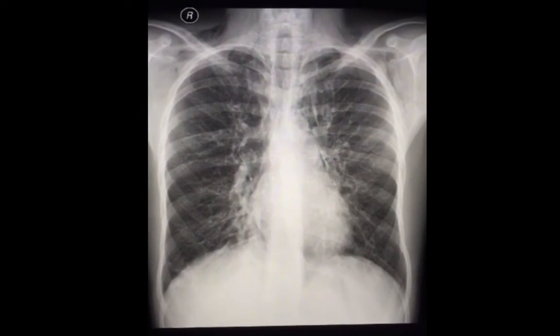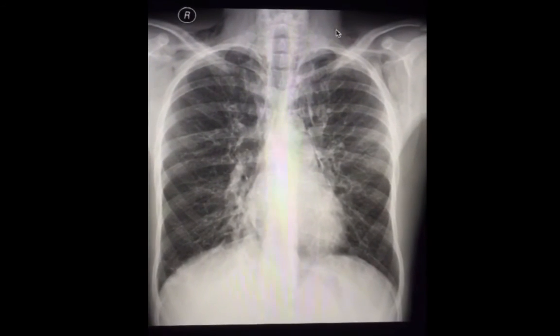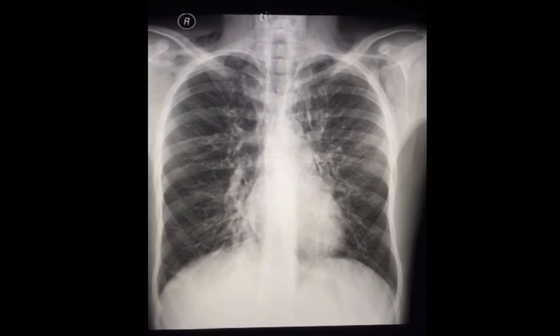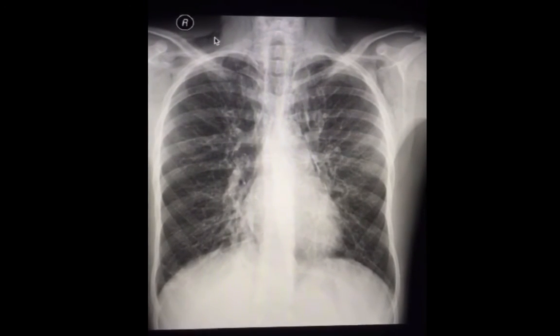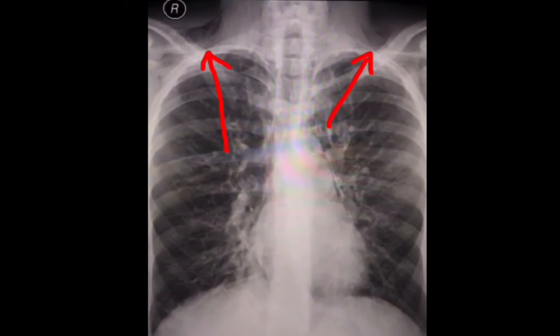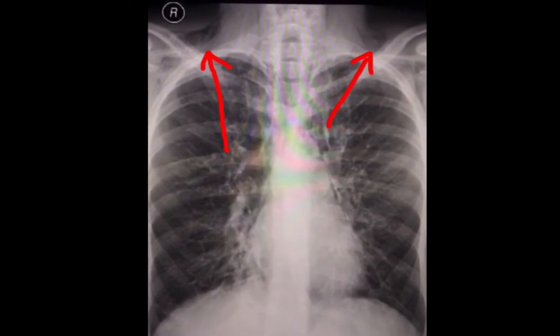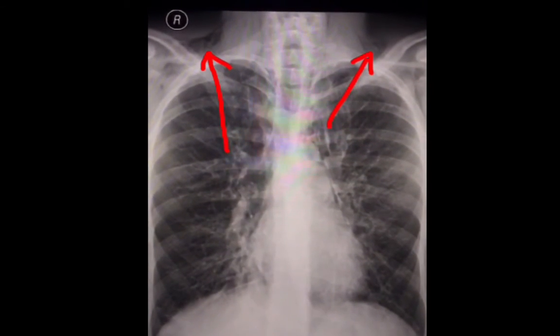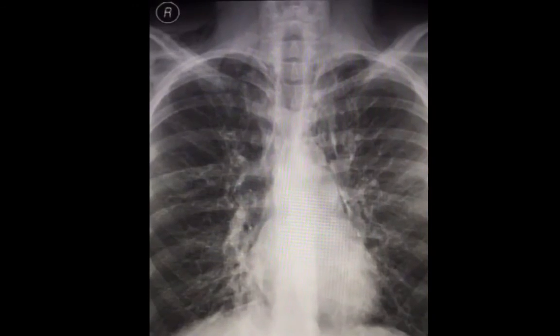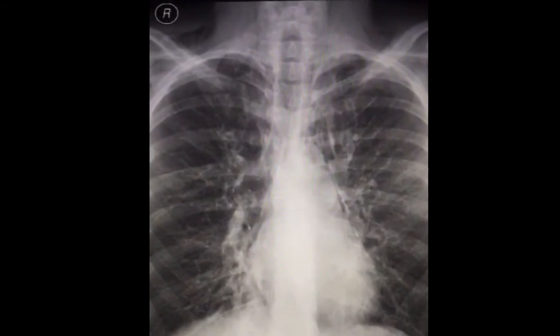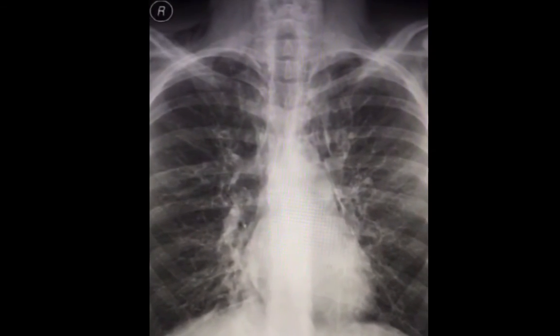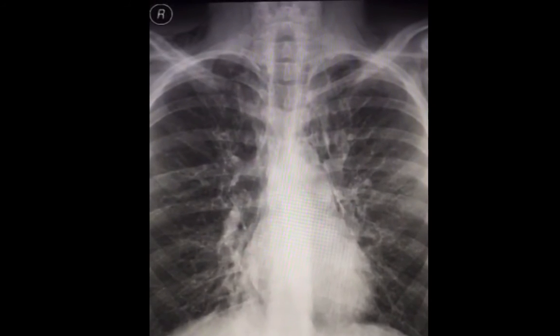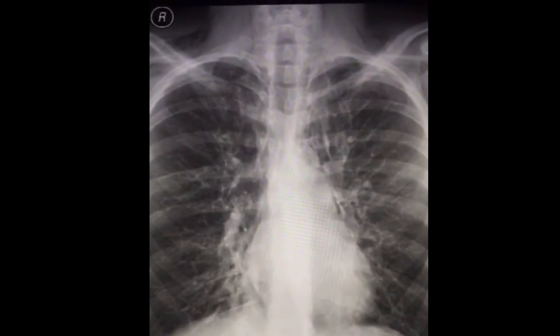This is a very basic case. The most important thing that you should notice on this chest radiograph is the presence of subcutaneous air. Air in the subcutaneous tissue is known as subcutaneous emphysema or surgical emphysema. The presence of air in a subcutaneous compartment should make you look for air in other compartments, such as air in the pleura, the pericardium, or mediastinum.